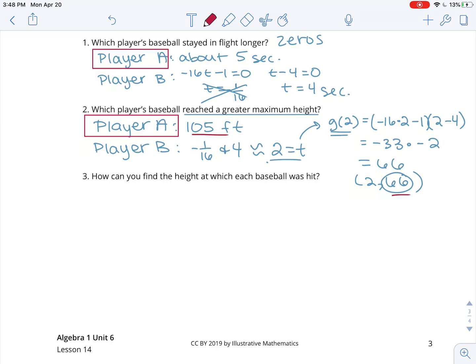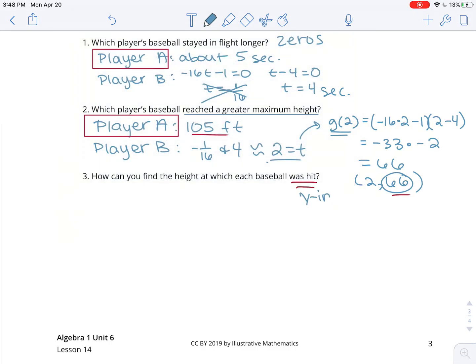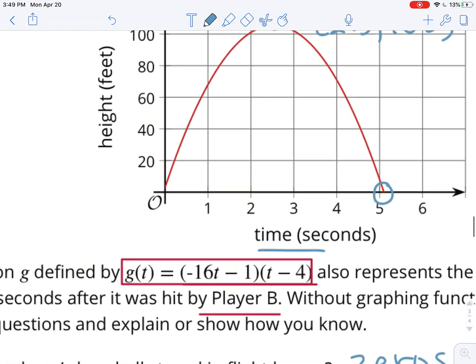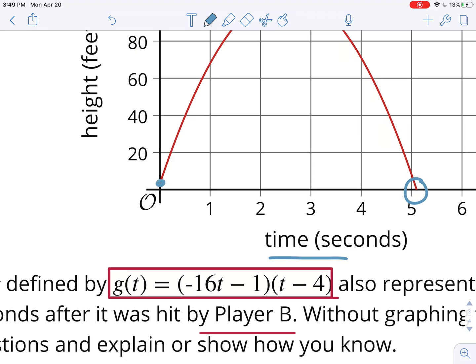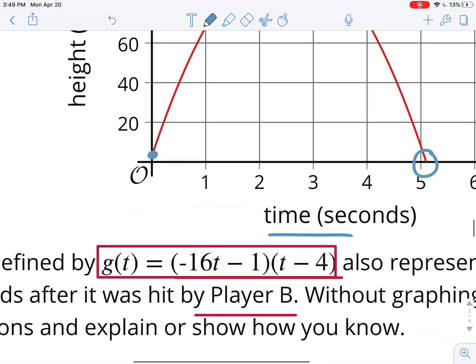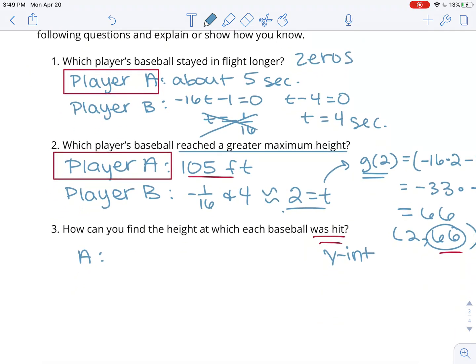Okay, for number 3, how can you find the height at which each baseball was hit? So that's what we want to see here, right? We're looking for the y-intercepts. So if we go for player A, we can look back at our graph and we can estimate that it looks like maybe about 2 or so. And so we can look at the y-intercept of the graph.